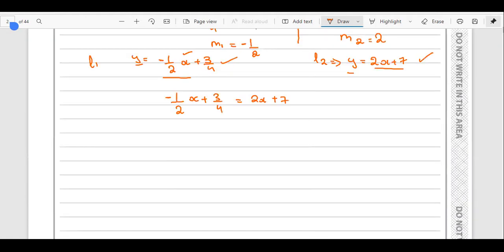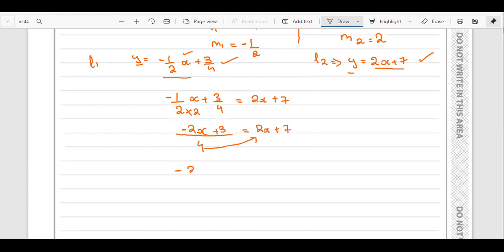Okay, and now I can take 4. This would be minus 2x. I have taken 4 as LCM, so 2 into 2 is 4. So I need to multiply 2 with the numerator as well, plus 3. Are you clear with this step? Yep. Okay, then I'll take this 4 to that side.